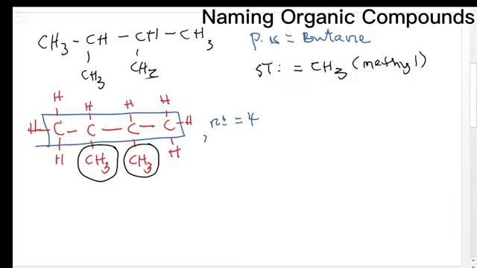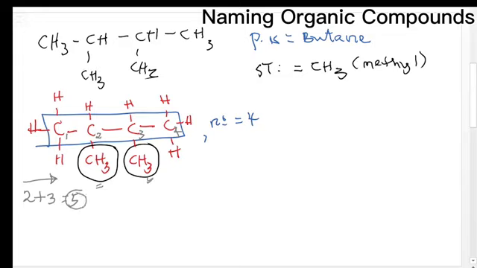Now the next thing to do after identifying the substituent is to give the lowest numbering possible. For this, I'm going to count from left to right and from right to left. If I'm counting from left to right, this carbon is carbon 1, this is carbon 2, this is carbon 3, and this is carbon 4. Look at the position of your substituents. The first substituent is on position 2, plus the second substituent on position 3. Adding the 2 together gives me 5.